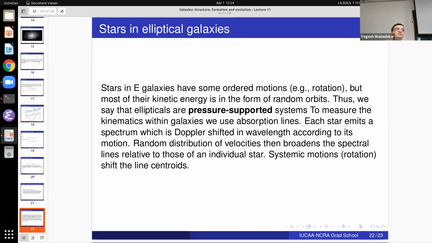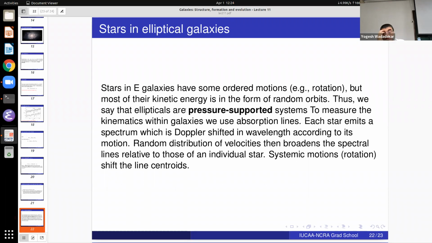That analogy is why this is called a pressure supported system. To measure kinematics within galaxies, we use absorption lines. Each star emits a spectrum which is Doppler shifted in wavelength according to its motion, and the random distribution of velocities then broadens the spectral lines relative to those of an individual star. And systematic motions, if present, will shift the line centroids.